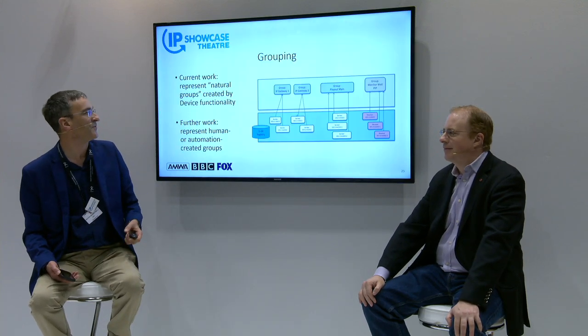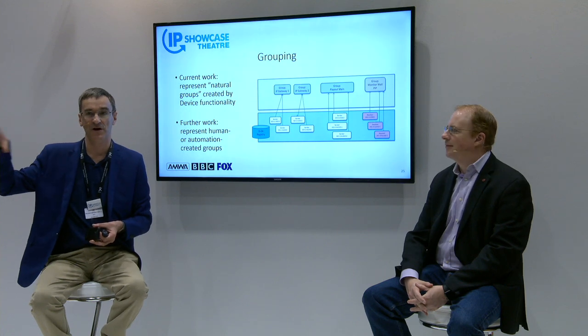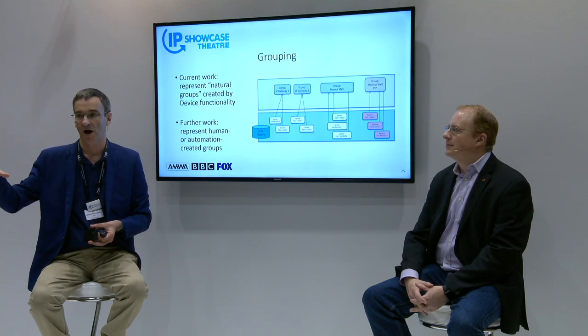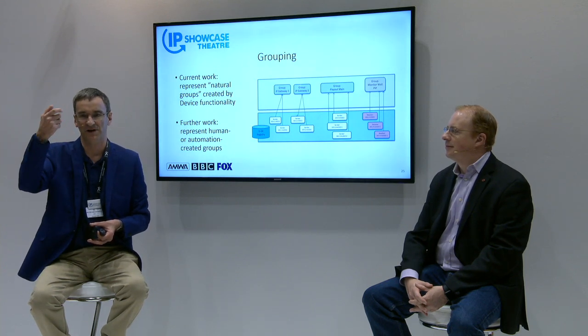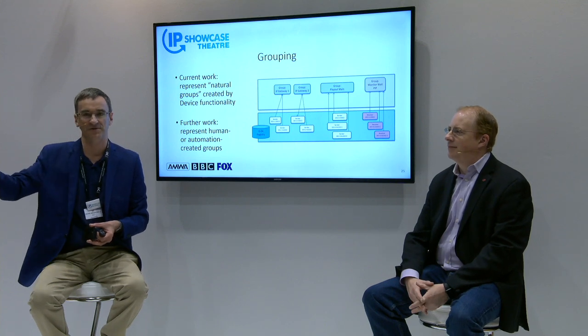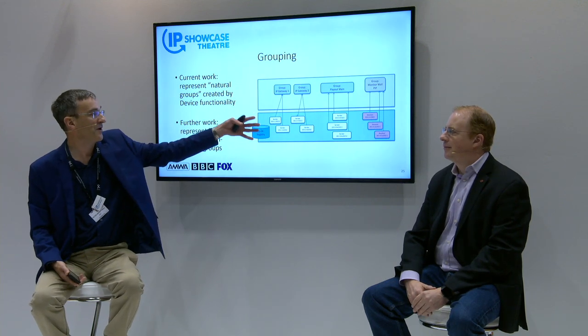So quickly on to what's next. Firstly, a piece of work we're doing on grouping. ISO 5 will let you switch multiple things together, a bulk connection. Sometimes you might want to do that in a way where you say, I want to switch all the things coming from this camera, or do a salvo to this multi-viewer. That is aided by tagging each sender and receiver with a little tag saying, I'm part of this camera, I'm part of this multi-viewer. There's a project being led by Grass Valley working on that.